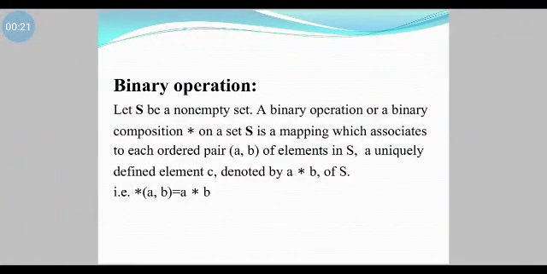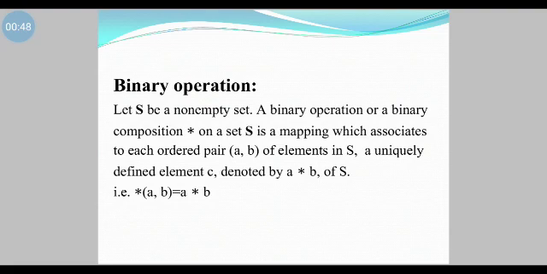Binary operation. To define a binary operation, we need a non-empty set, here denoted as S, and an operation star. The set is said to be non-empty if it contains at least one element. And the operation star may be the ordinary or usual operations like addition, subtraction, division, multiplication, etc. So the definition of binary operation is like this.